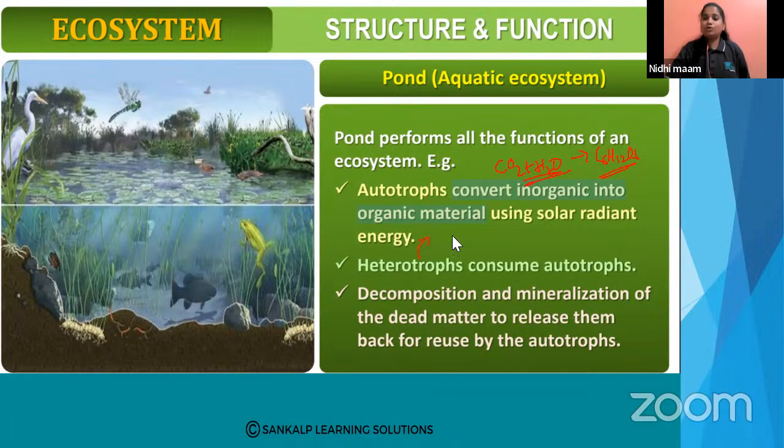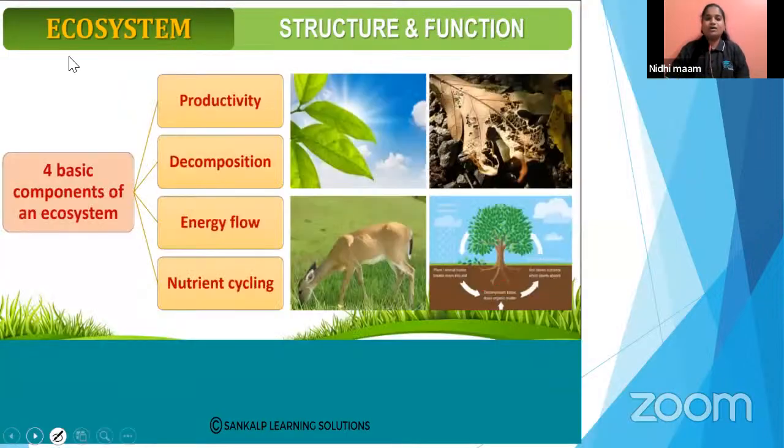What we can say, the autotrophs may die. Okay, so due to the death of heterotrophs or autotrophs, what happens? Decomposition and mineralization of dead matter to release the nutrients back for reuse by the autotrophs. So when any matter, whether it is plant matter or animal matter, decays and is decomposed, who uses it afterwards? Again it will be reused by the plants, or we can say autotrophs, right? So this is the function of the ecosystem.